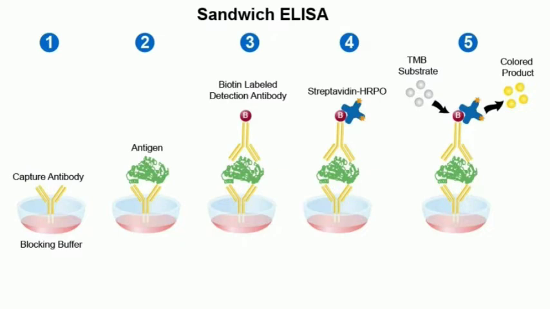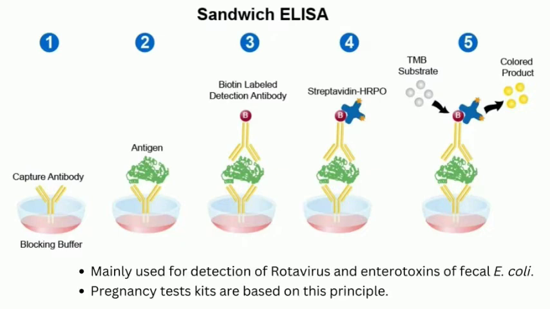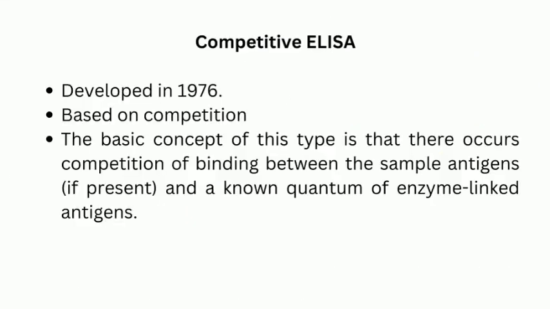The sandwich ELISA is mainly used for detection of rotavirus and enterotoxins of fecal E. coli, and also for detection of pregnancy using pregnancy test kits. And the last one is the competitive ELISA, which was developed in 1976. It is based on competition.